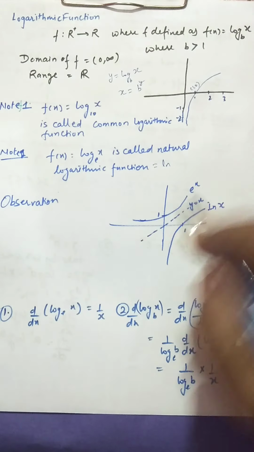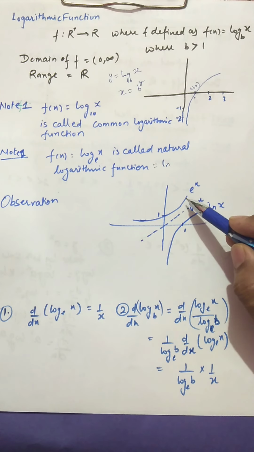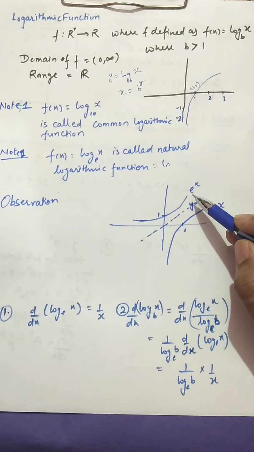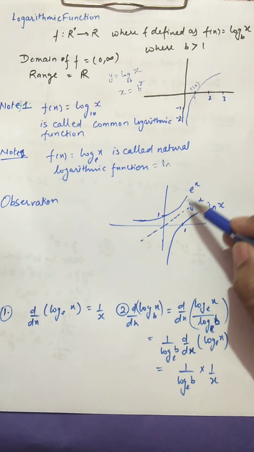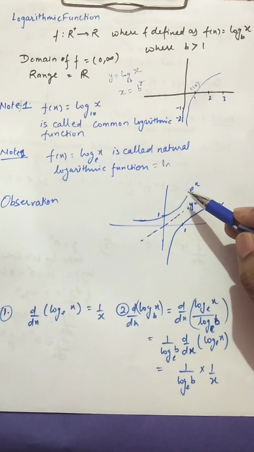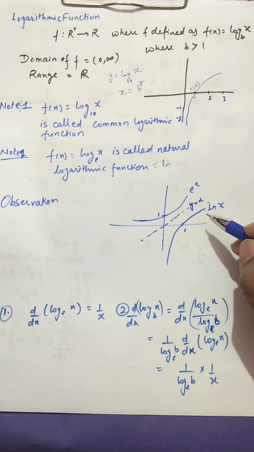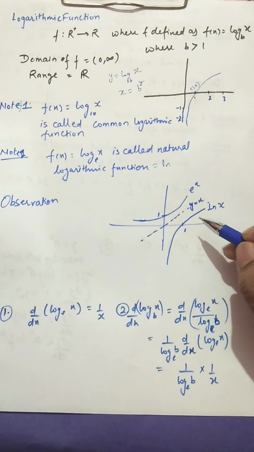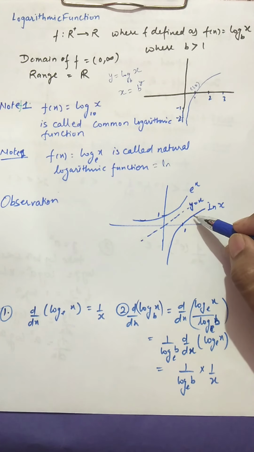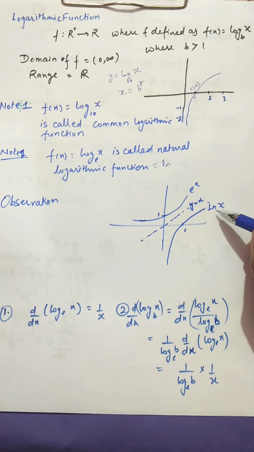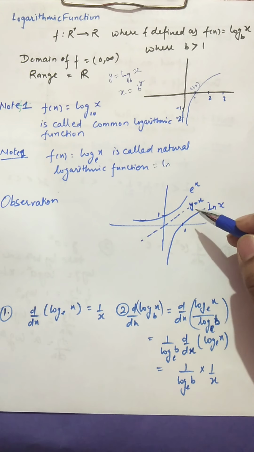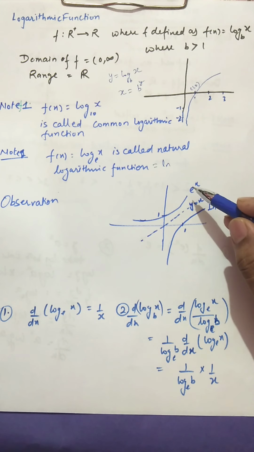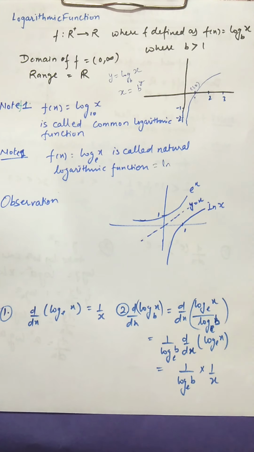Now what is the observation? If you take the exponential function with base e, the graph will go like this. And if you take the natural log, the graph will go like this. So you can see that both e to the x and log e x are mirror images of each other along the line y equal to x. This is a very important observation. You should always keep in mind that they are mirror images of each other.